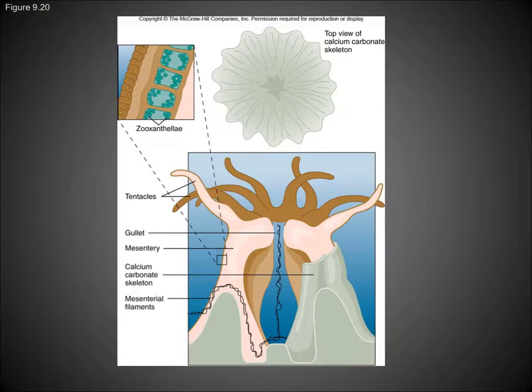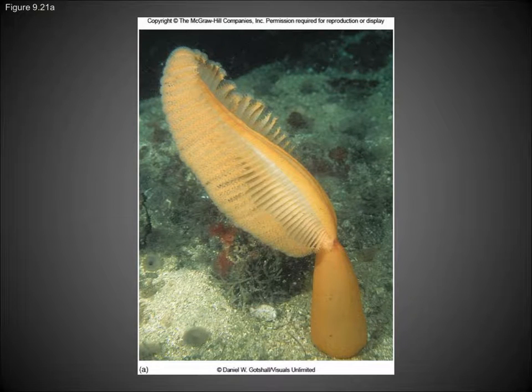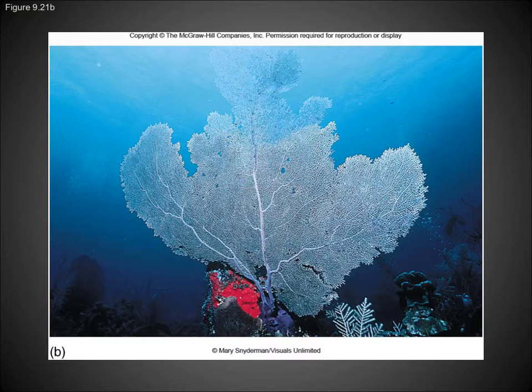This is an image of a coral. So this right here is the calcium carbonate skeleton that they create, but the corals themselves come out mainly at night, and you'll see the polyps come out at night and the tentacles move around, and they are filter feeding at that point. This is an image of a sea pen, and this is an image of a sea fan.